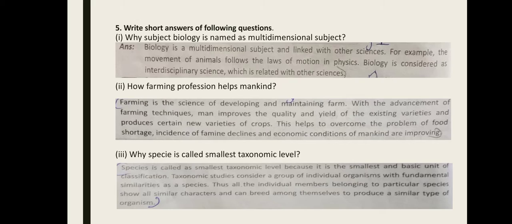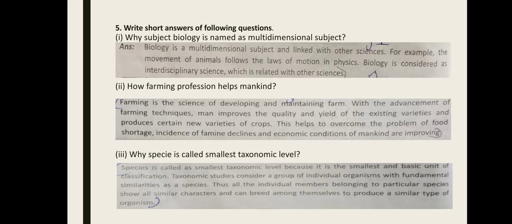Number 2. How farming profession helps mankind? Farming is the science of developing and maintaining farm. With the advancement of farming techniques, man improves the quality and yield of existing varieties and produces certain new varieties of crops. This helps to overcome the problem of food shortage, incidence of famine declines, and economic conditions of mankind are improving.